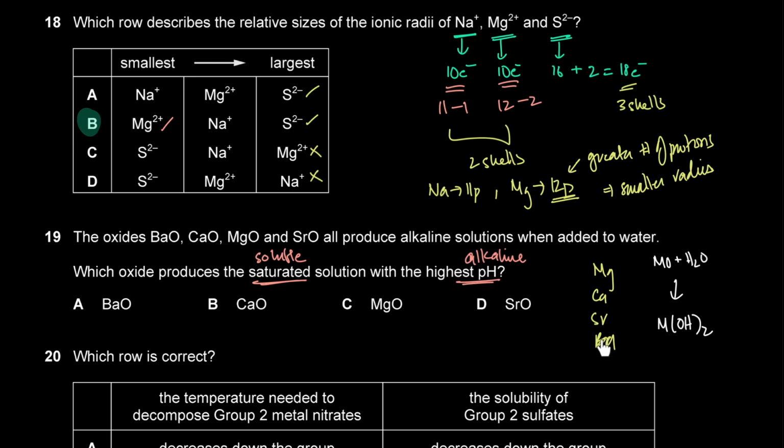Now, since barium oxide is the most soluble, it will result in the greatest concentration of hydroxide ions in aqueous solution and therefore the highest pH. So a saturated solution of barium oxide dissolved in water, in other words, a saturated solution of barium hydroxide, will be the most alkaline.